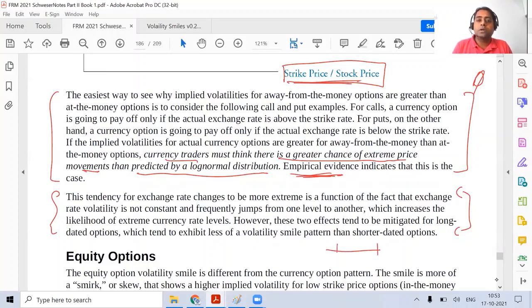I'm going to take a quick pause over here, and once you're done reading, give me a quick confirmation on chat. Kindly complete the reading till this point and give me a quick confirmation on chat. The last two lines, okay?